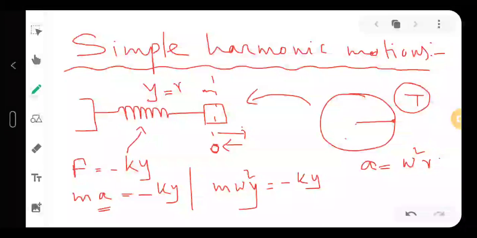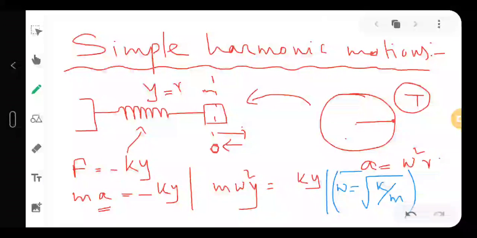So from here, after comparing the two things and cancelling out, I can write that omega is equal to, now this minus sign you can remove, because this minus sign signifies only the direction, but I am only concerned about omega. So I can simply take that out. So one more thing you can see here: omega will then be equal to root over k by m.